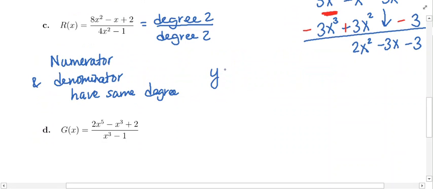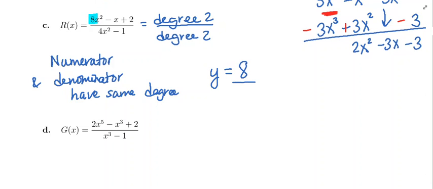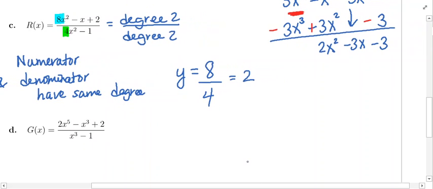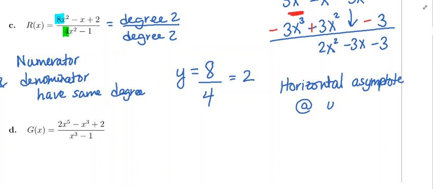It's going to be y equals, because it's a horizontal asymptote, the leading coefficient of the numerator, that's 8. Remember, the leading coefficient is the number in front of the highest power of x. So it's 8 divided by the leading coefficient of the denominator, which is 4. So 8 divided by 4 is 2. So the equation of the horizontal asymptote for this rational function is y equals 2. Here's your answer.